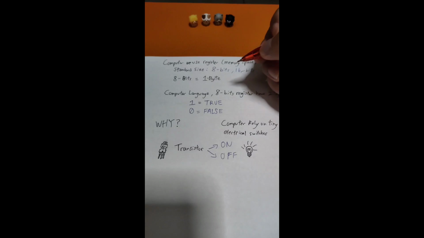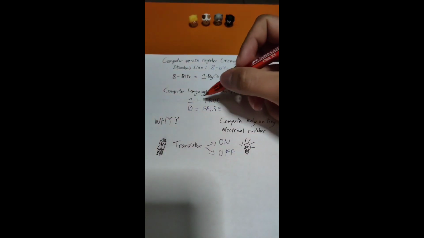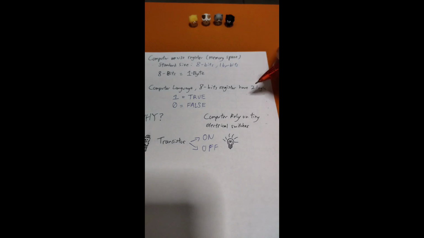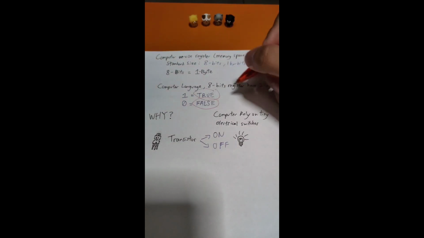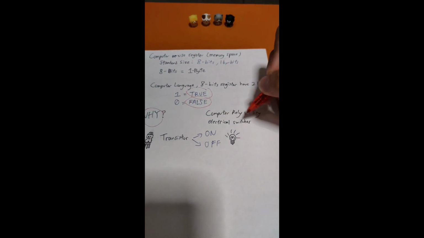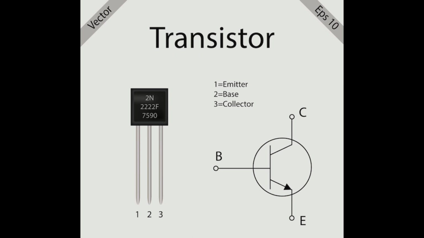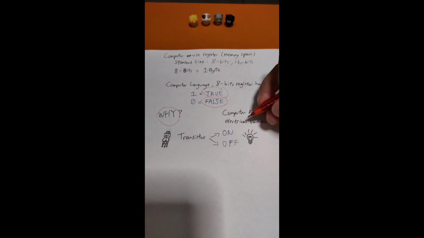Okay, so why do we need to use 8 bits exactly? Because computers use registers, which are memory spaces of a standard size of 8 bits or 16 bits and so on. So 8 bits equal 1 byte. In computer language, an 8-bit register has two logic states, where 1 is true and 0 is false. Why? Because computers rely on tiny electrical switches, which are transistors. You can consider it as a light switch, where on is 1 and off is 0.